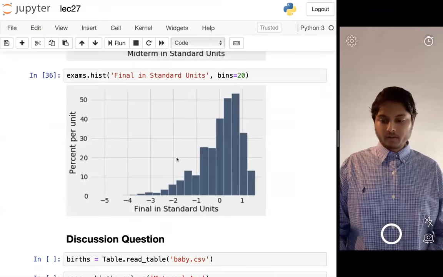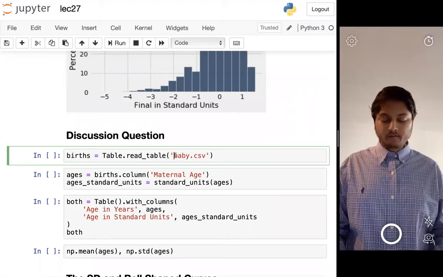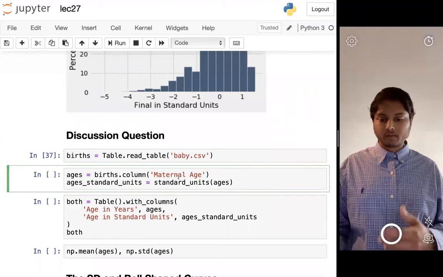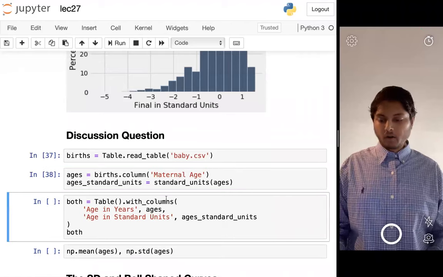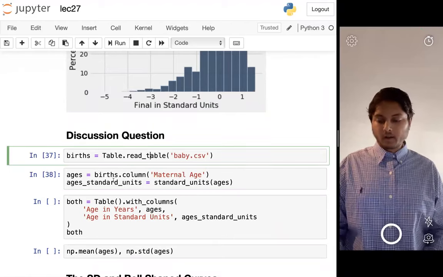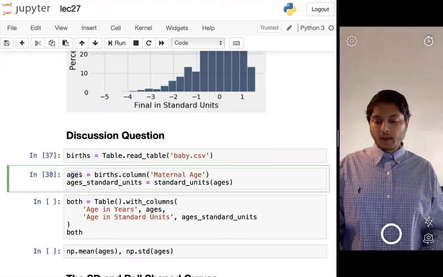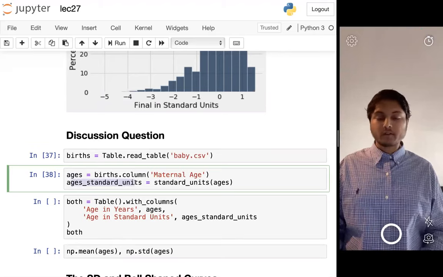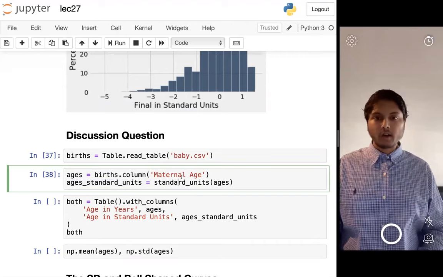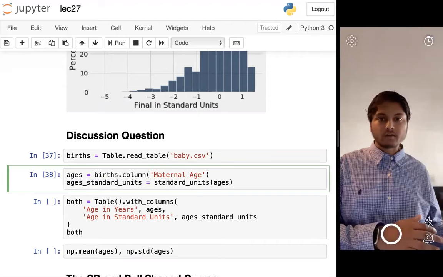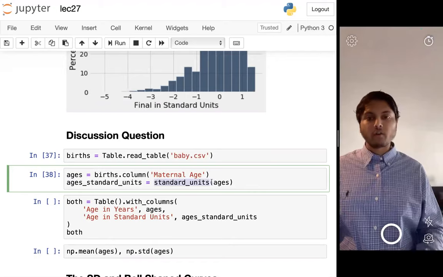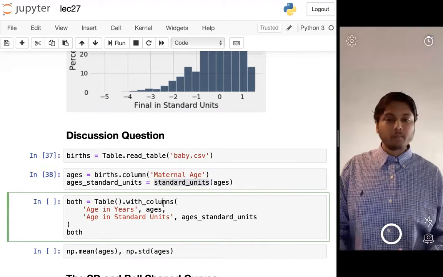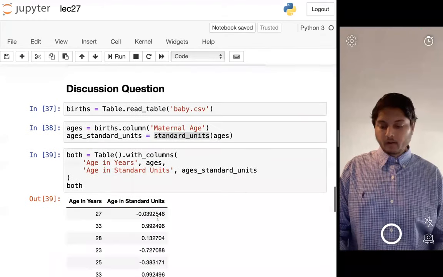So let's actually look at the data set this came from. This is actually just the same baby data set that we've been using with the smoking moms. So let's read in that table, and then I'm going to create ages here, which is just the actual age of the mother, and then we have age in standard units. So just converting the age in years to age in standard units, and it's using the same function that we wrote above. So standard units is a function that we just wrote earlier, and then let's put them both together into a table. And so then we can see them next to each other.